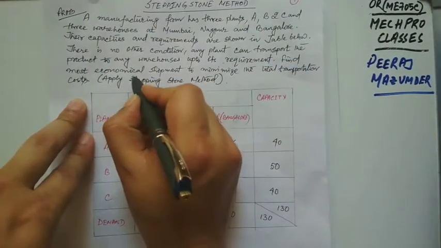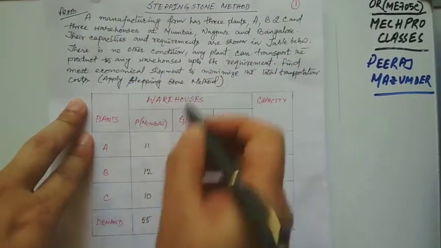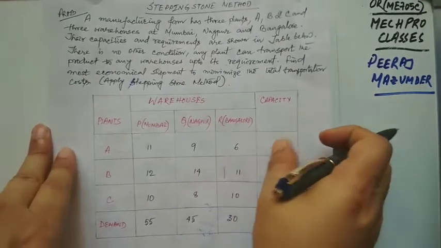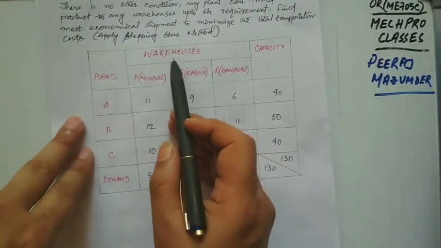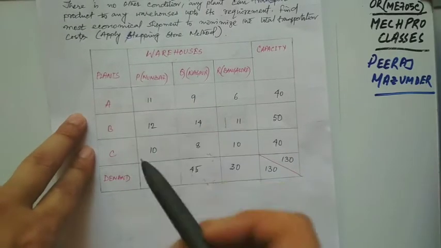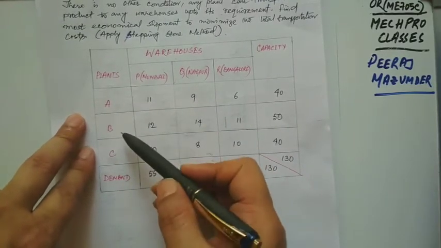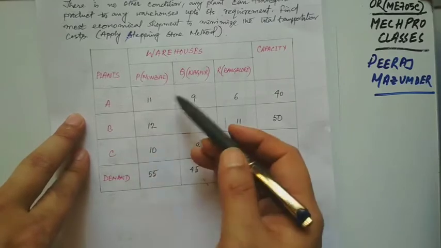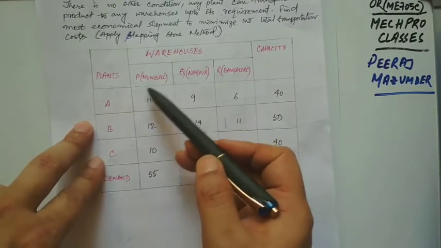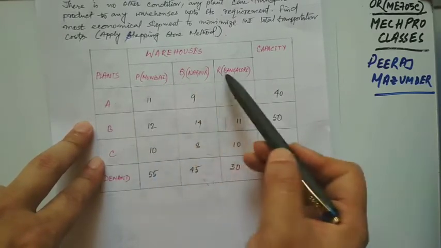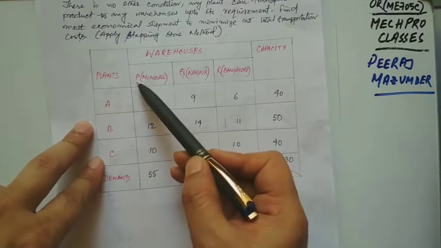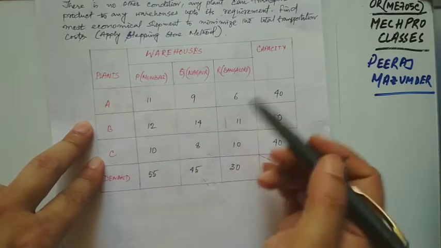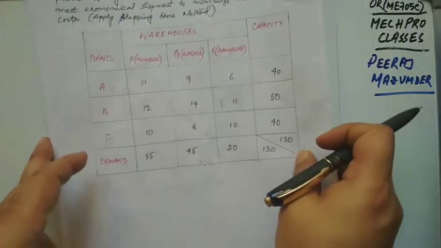This is the stepping stone method. Now, as we have the problem in front of you, these are the warehouses and these are the plants. The plants manufacture the products which they have to transport from these plants to these destinations, Mumbai, Nagpur and Bangalore. So let us start this problem by solving the northwest corner method.